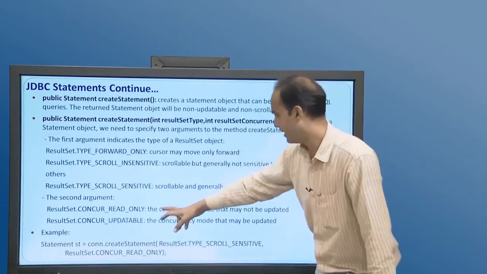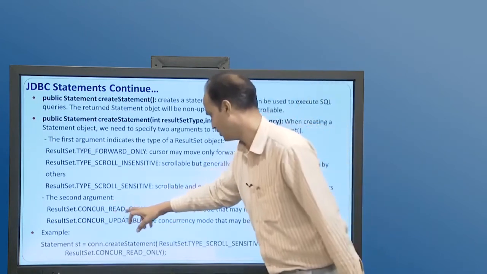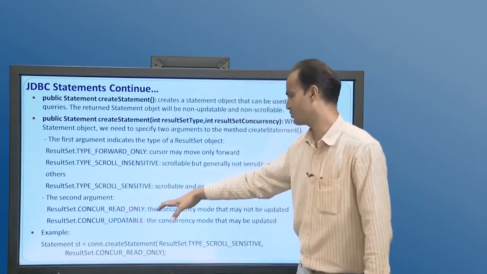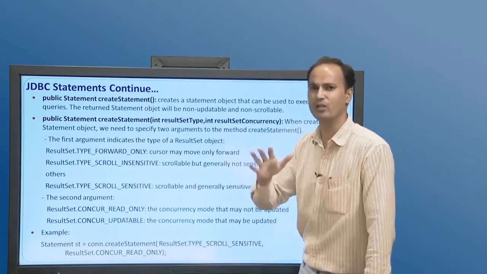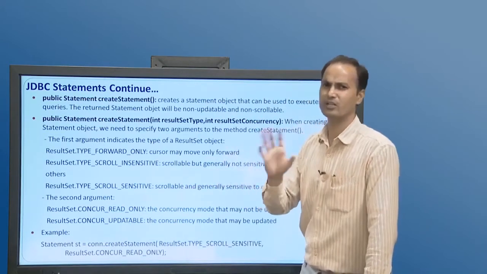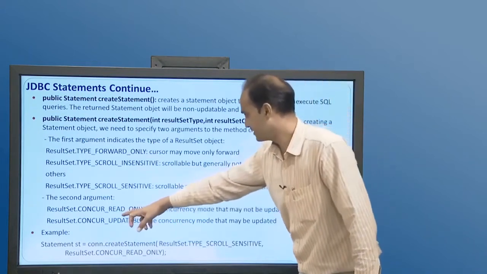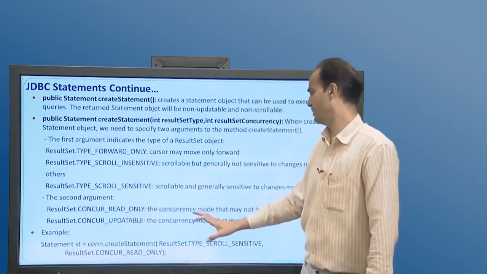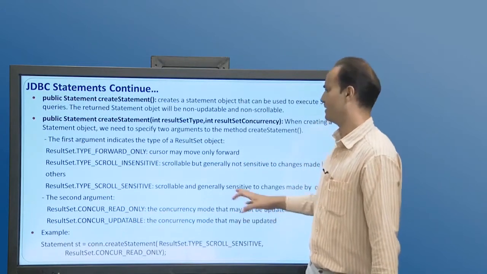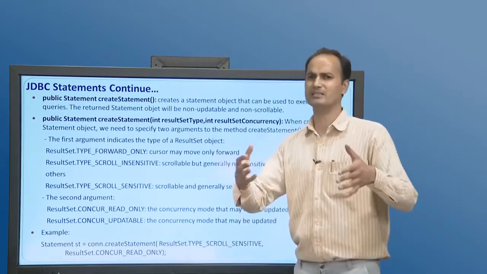For the second argument, integer result set concurrency, you can pass either of these two: ResultSet.CONCUR_READ_ONLY, which simply creates a read-only result set, so there will not be any updation or modification. The second is ResultSet.CONCUR_UPDATABLE, the concurrency mode that may be updated. That means you can update the result set.